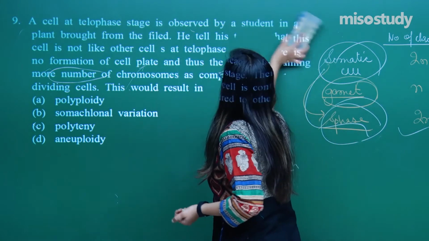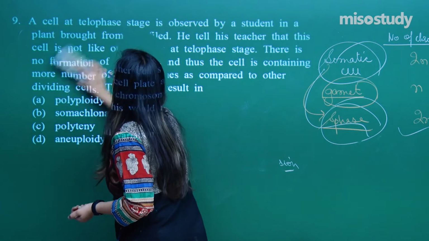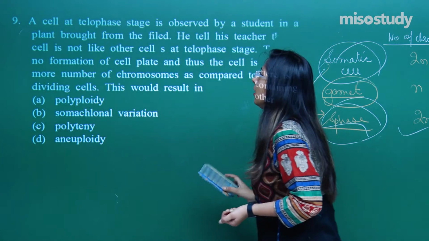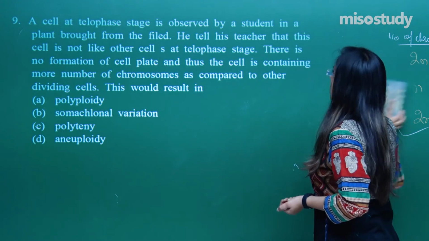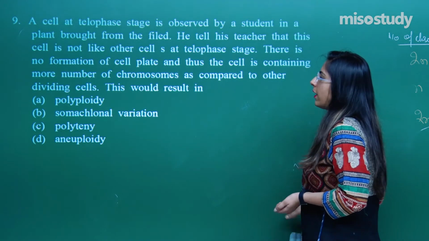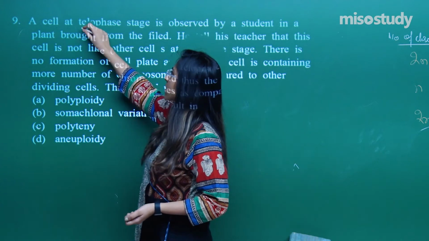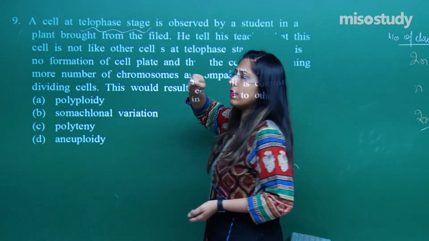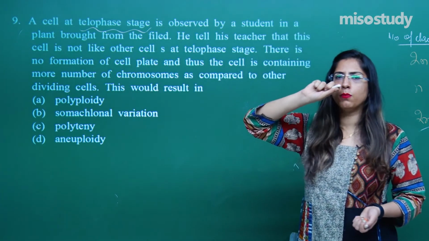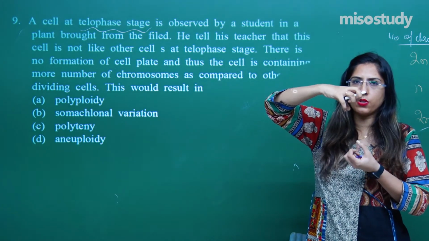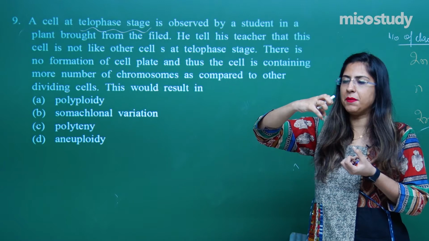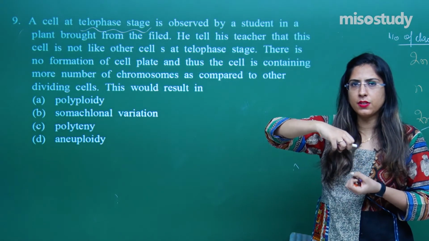So let's look at the next question, question number 9. A cell at a telophase stage is observed by a student. That means which stage? Telophase stage. In telophase, the movement of chromosomes has occurred. Now it's time for the formation of the nuclear membrane, the nucleolus, endoplasmic reticulum, etc.